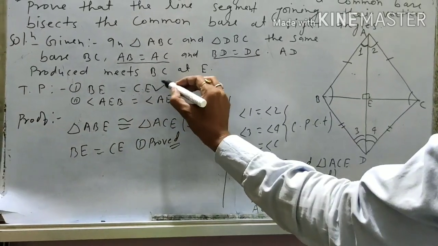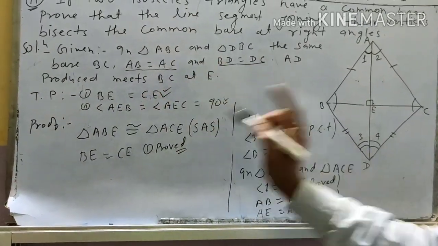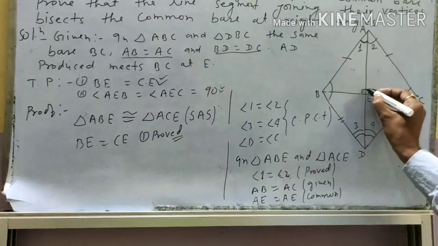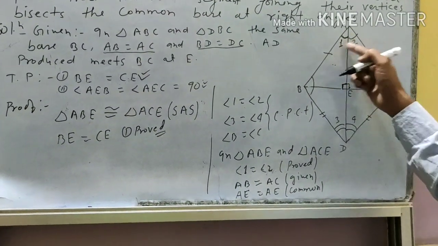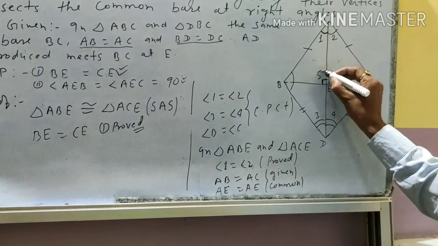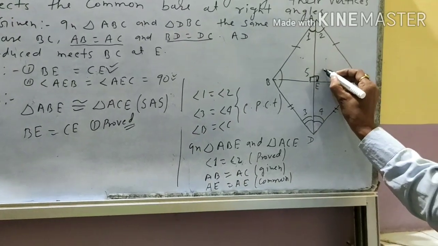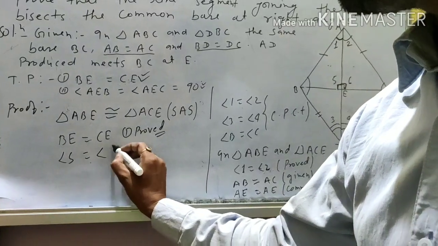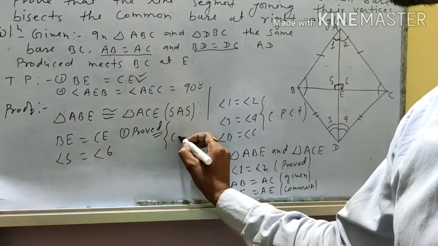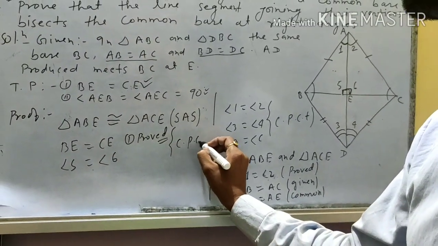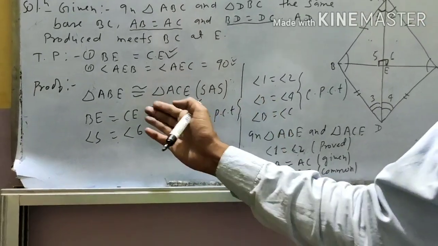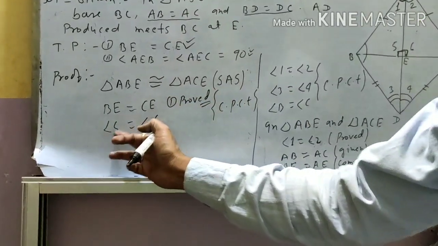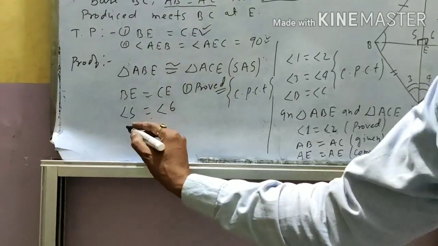This is your first proof. BE is equal to CE. First proof done. And the second one is, suppose the angles are 1, 2, 3, 4. Suppose this angle is 5 and this angle is 6. So angle 5 is equal to angle 6, both by CPCT. So the first is proved.